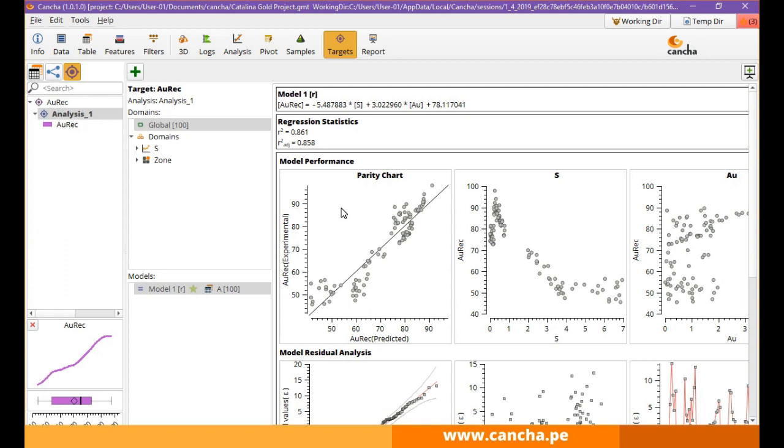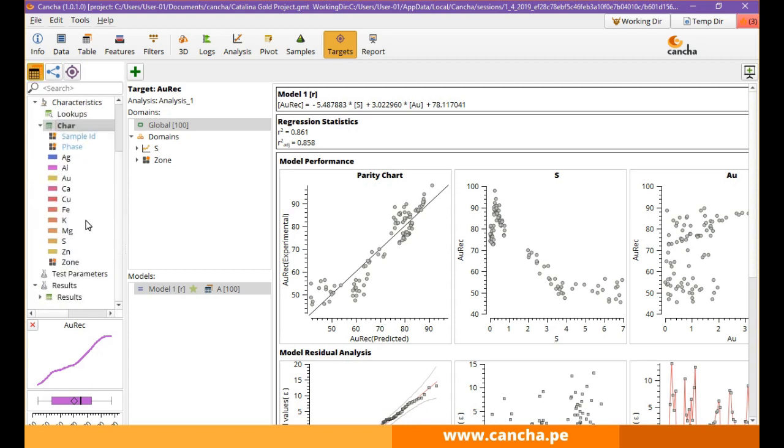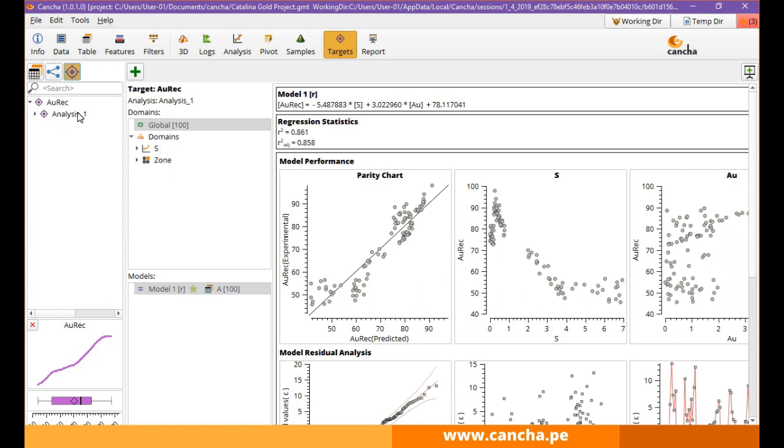But very quickly, what Cancha did was able to discard a whole bunch of these other elements and check all the different domains, all the different levels, and give us some models here that worked out pretty well.